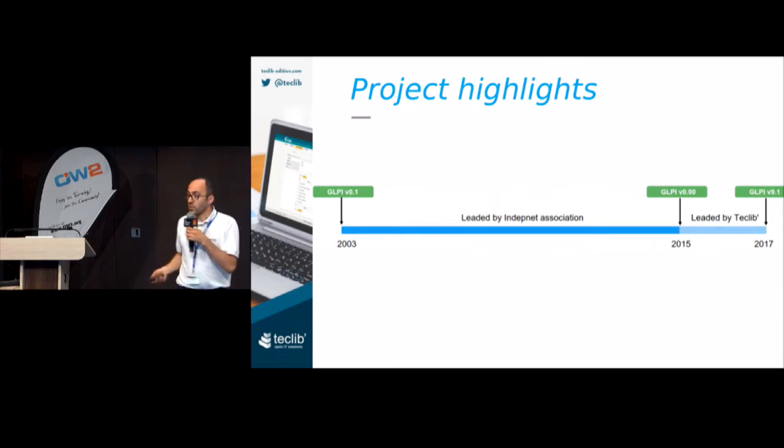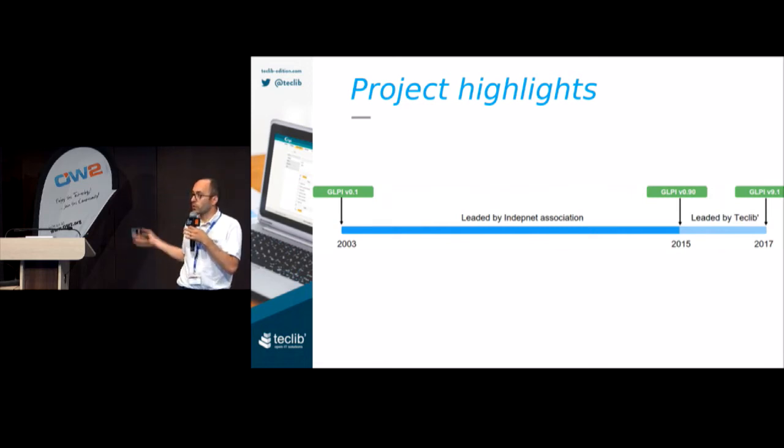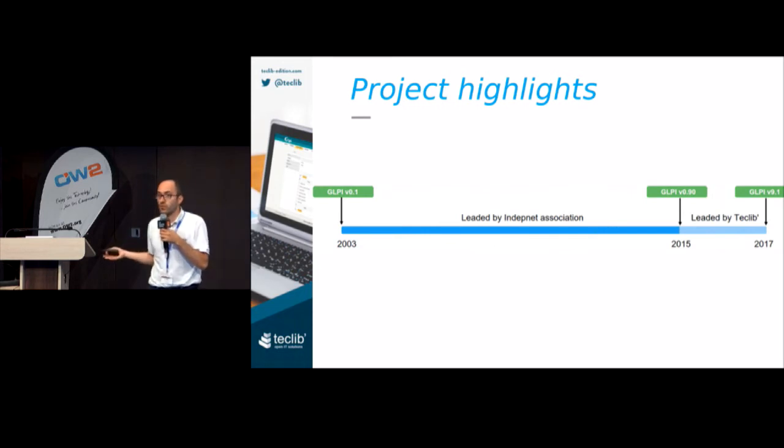So the project started in 2003. It was led by an association for 13 years, until 2015. During this period, the association did a wonderful job. They started from nothing and they built a community, and the project became successful and is now used everywhere around the globe. But after 13 years, the developers were exhausted and they wanted to do something else.